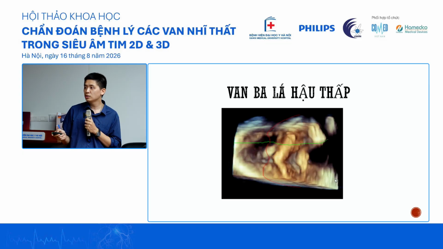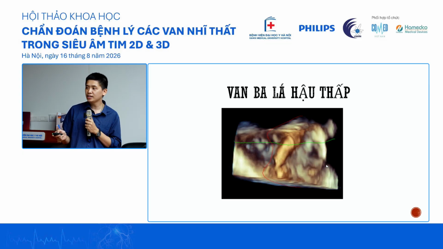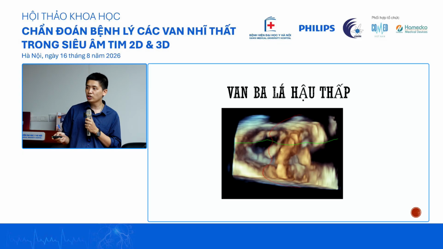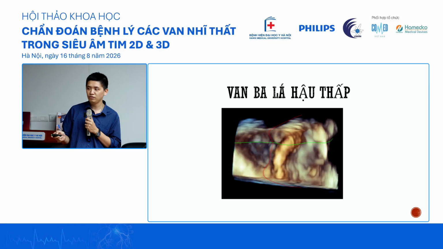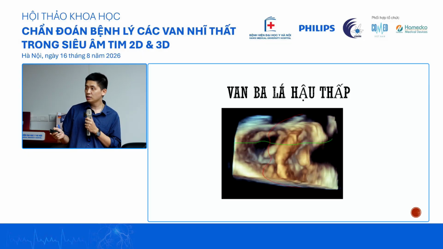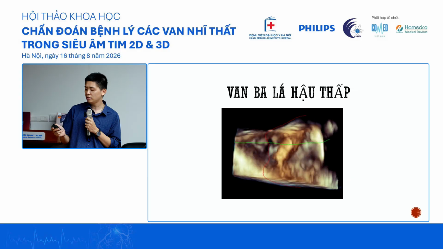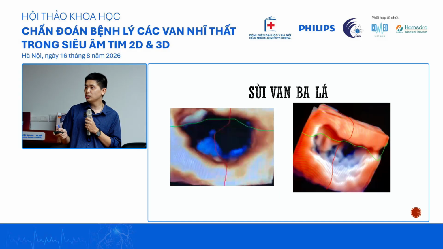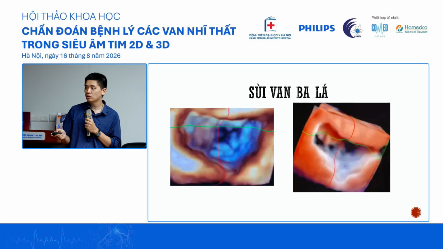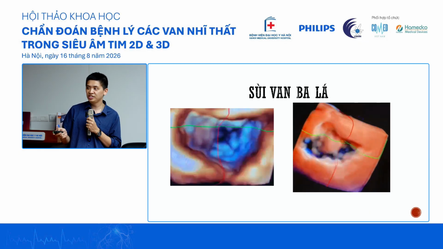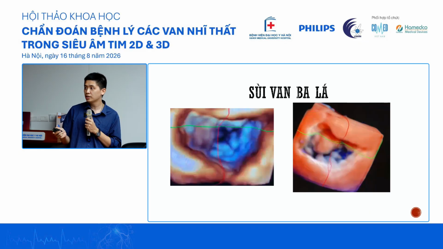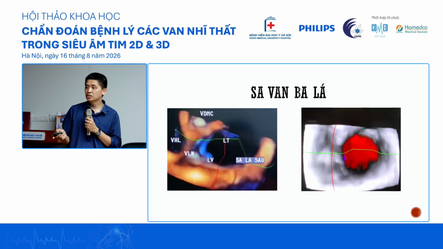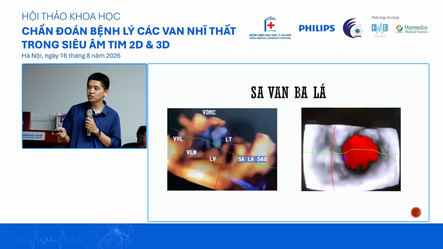This one is a patient with rheumatic heart disease, and this is a tricuspid valve. We can see the fish-mouth appearance, not the normal tricuspid valve that we usually see. This one is a vegetation on the posterior leaflet, also a reason that we can get TR on echo. So this is a prolapse of the posterior leaflet.